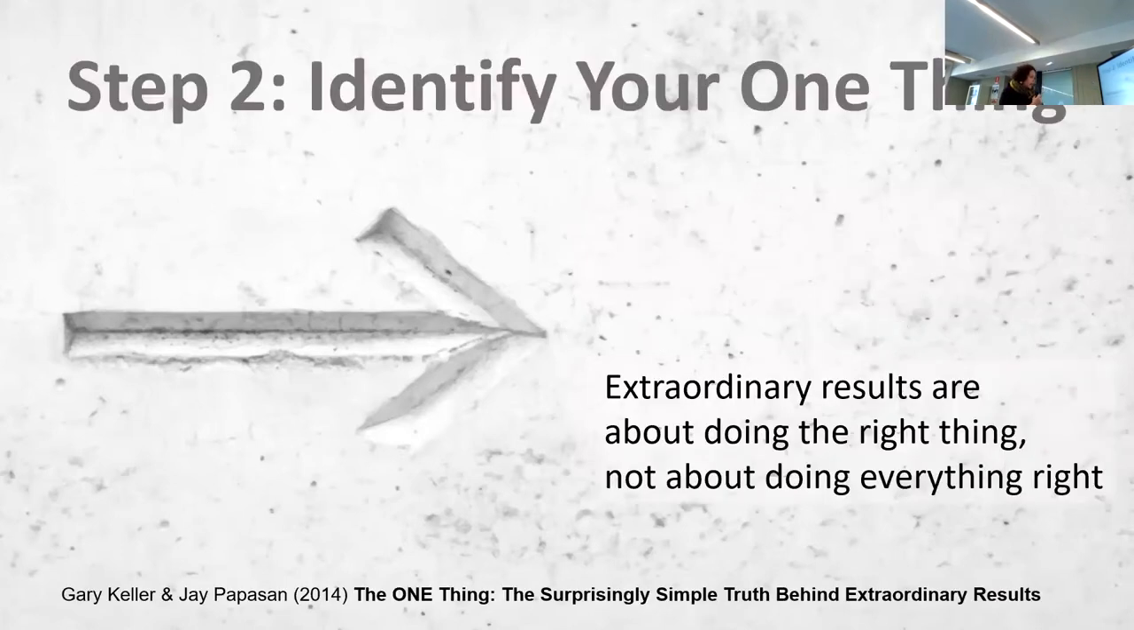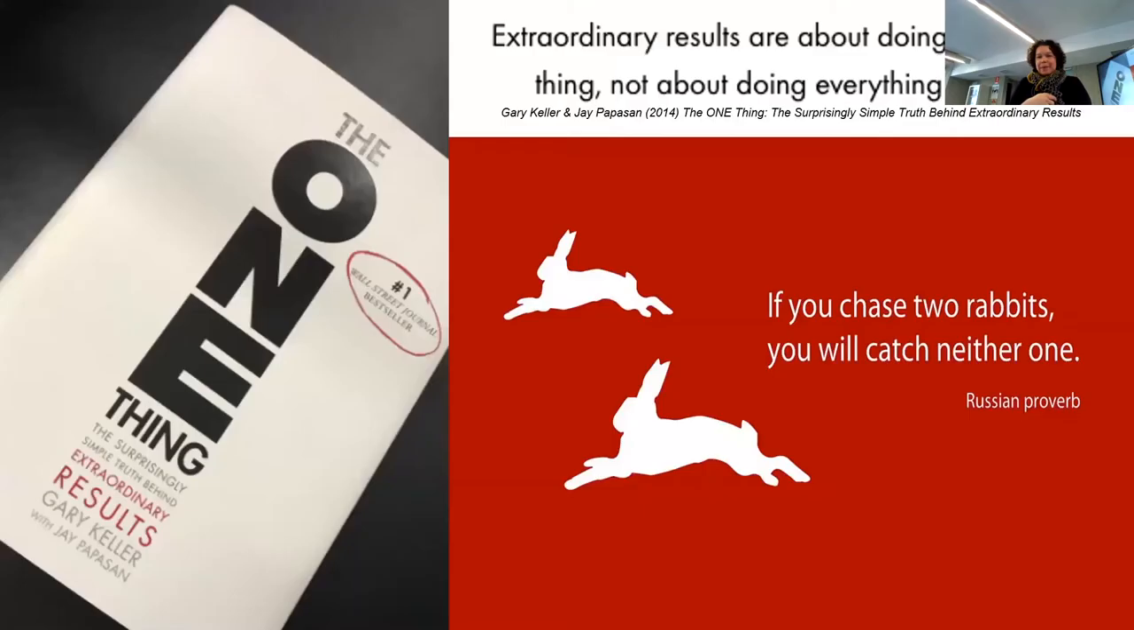This is a book that Gary Keller and Jay Papasan wrote called The One Thing, and it really is about when you focus on one thing, extraordinary things happen. And in this book, they share this wonderful Russian proverb, which is, if you're chasing two rabbits, you don't catch either one.